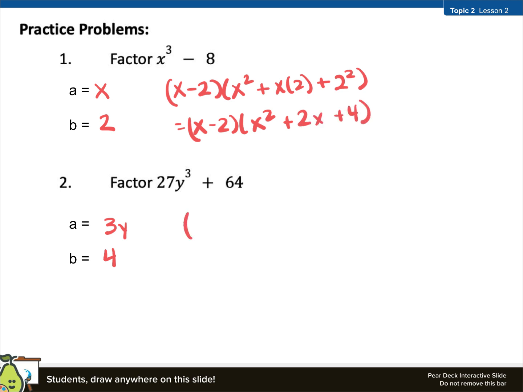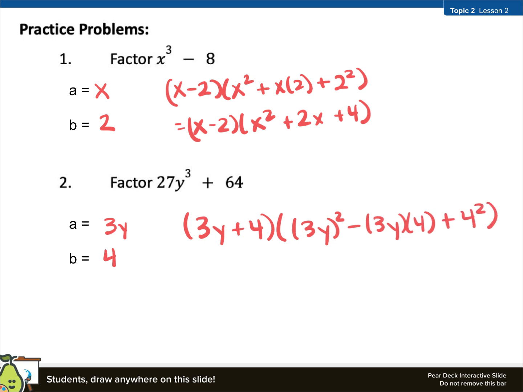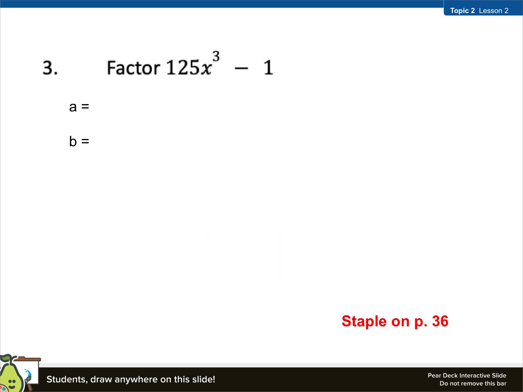For the next one, we're going to have a plus b, so 3y plus 4. We'll take our a squared, so 3y squared, change it to a minus, 3y times 4 for a times b, plus 4 squared. Simplifying, we get 3y plus 4. 3 times 3 is 9, so 9y squared. 3 times 4 is 12, so 12y plus 4 times 4 is 16. Go ahead and pause the video again and give this last one a try.